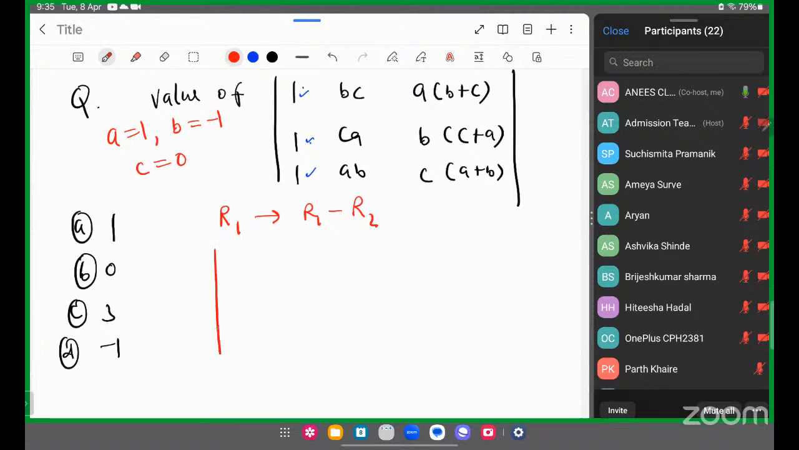So R1 will be what? This will be 1 minus 1, 0. BC minus CA will be C into B minus A. And AB plus AC, if you subtract it from BC and AB, AB will cancel out. So we will be left with AC minus BC. That is C times A minus B, or minus C times B minus A. Am I right? Yes or no?